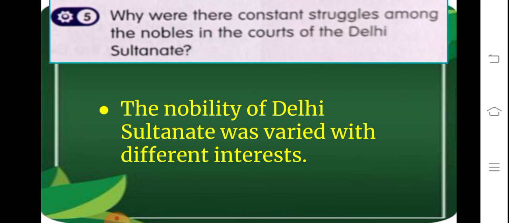The fifth question is, why were there constant struggles among the nobles in the courts of the Delhi Sultanate? The nobility of the Delhi Sultanate was varied. There were Turks, Tajiks, and Arabs, all of whom had different interests. This led to internal struggle in the court.